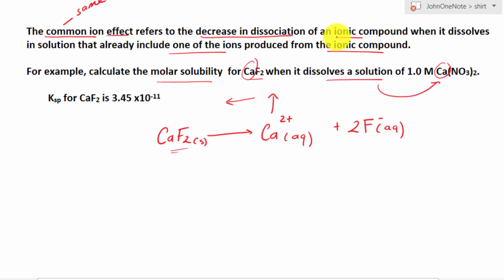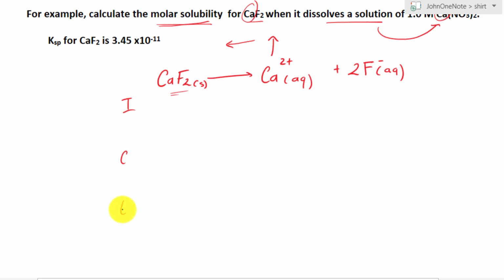But now let's go back and apply the ICE table to solve for the molar solubility. First things first, we have to set up the ICE table. Well, initially, we have calcium fluoride. But we don't really care about the calcium fluoride because we are looking for the equilibrium constant, and we don't care about the solid. So we can cross this out.